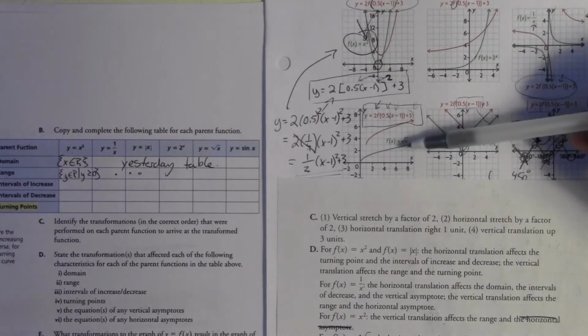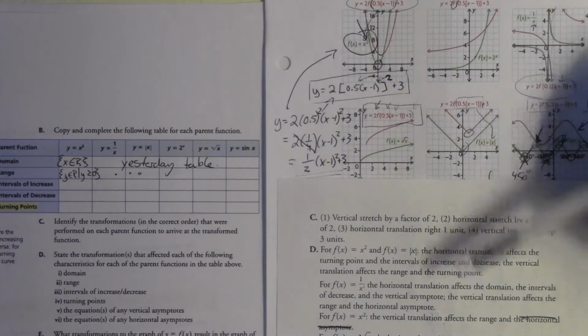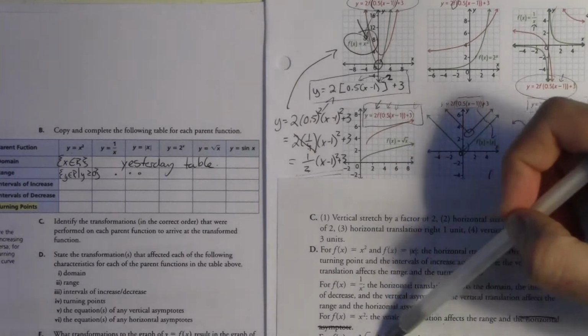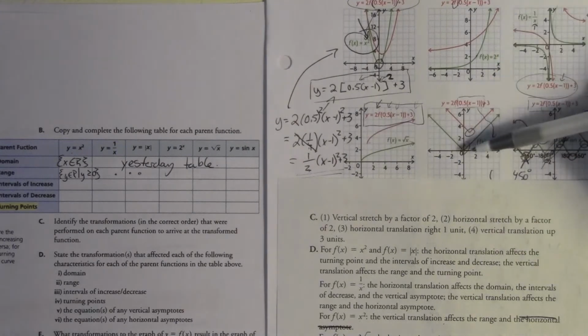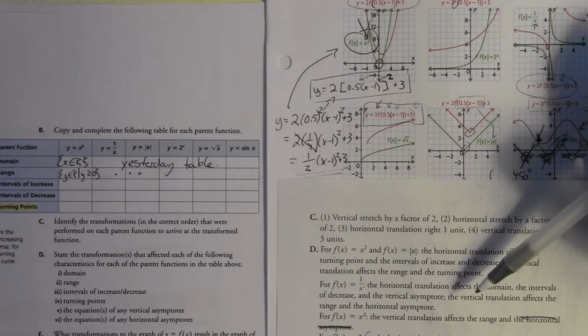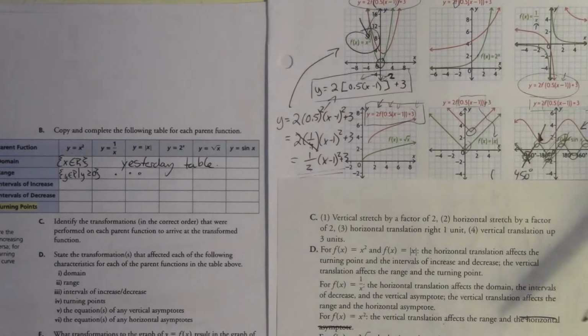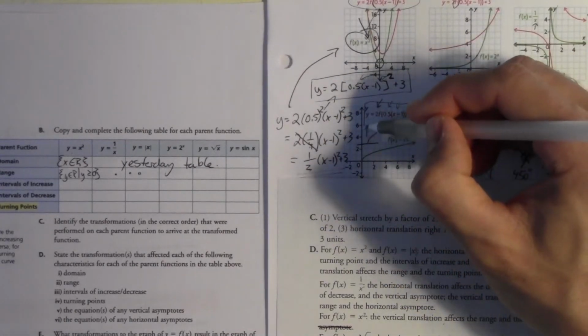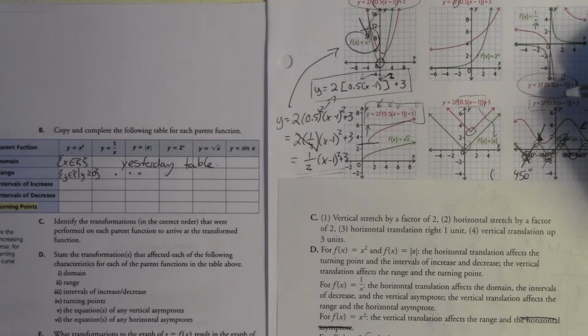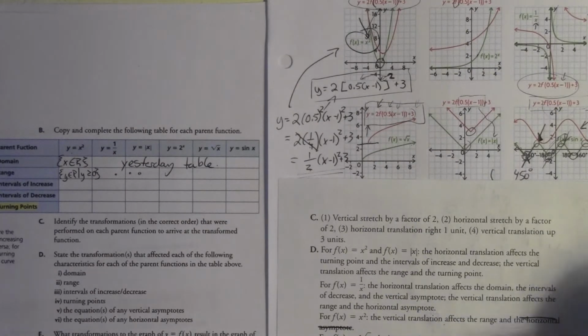For f at x equals root x, which is this graph here, the horizontal translation affects the domain and the interval of increase. The domain now being from 1 and greater, not from 0. And the interval of increase, the same thing. The vertical translation affects the range, so now its value's above 3. Okay, pretty much all the same stuff here.